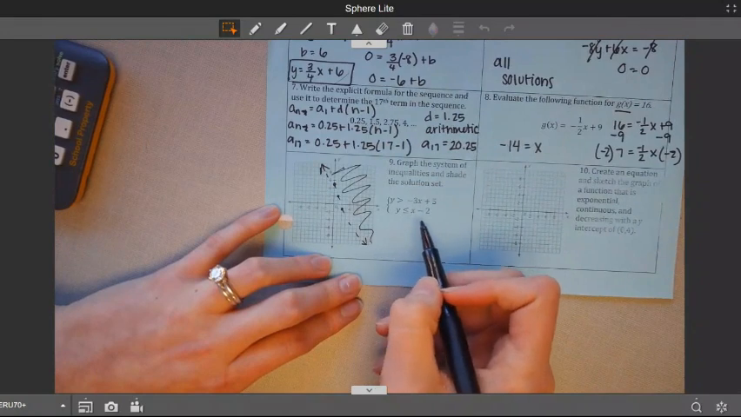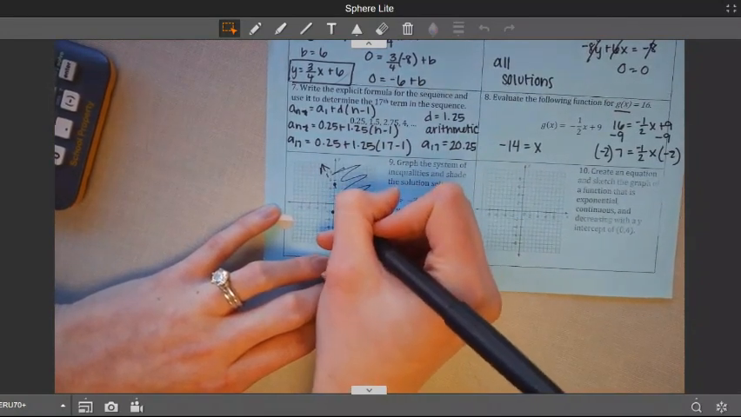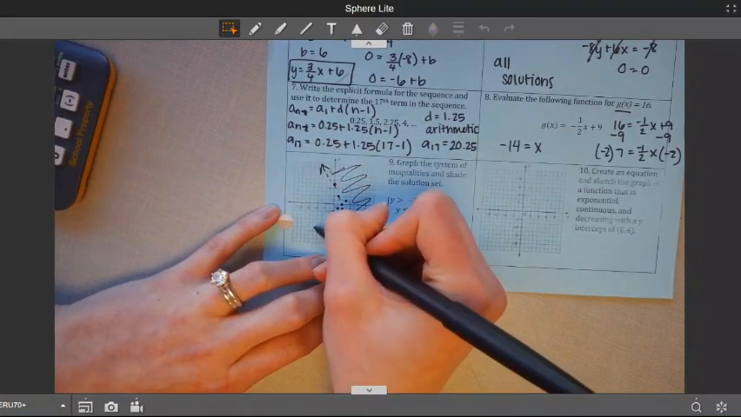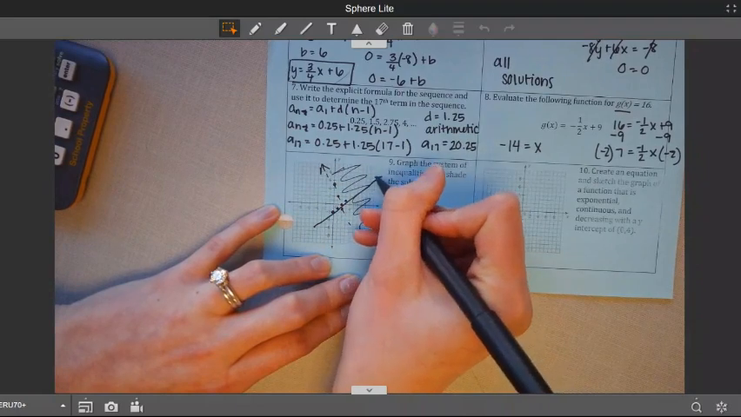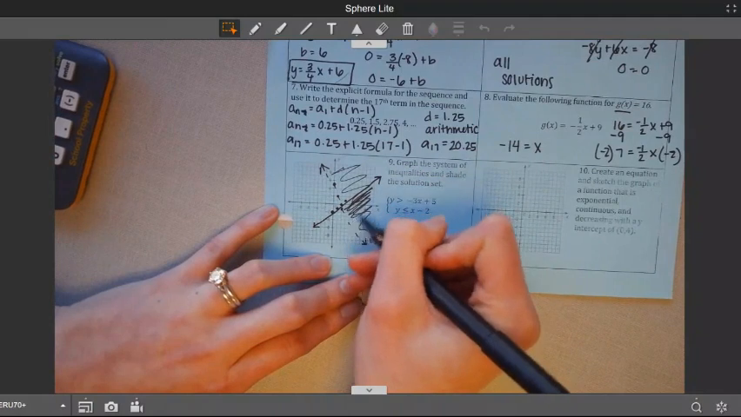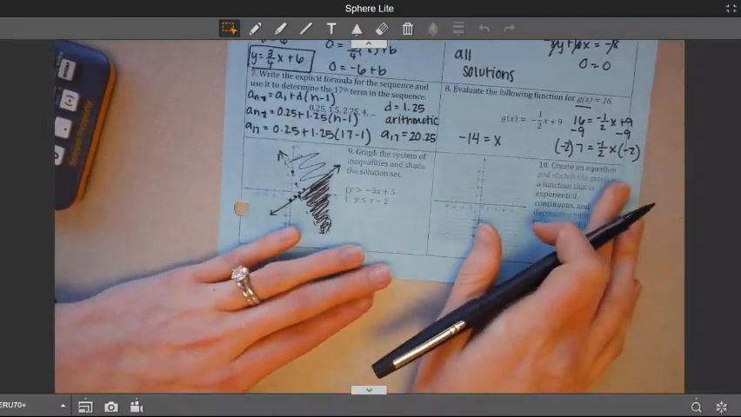Now I have y is less than or equal to x minus 2, so I'm going to start at negative 2. I go up 1 over 1, up 1 over 1, so on and so forth. It's going to be a solid line because it has the or equal to. And it's less than, so I shade below. So it should be this region here is the solution set.